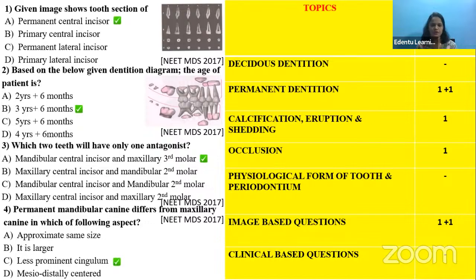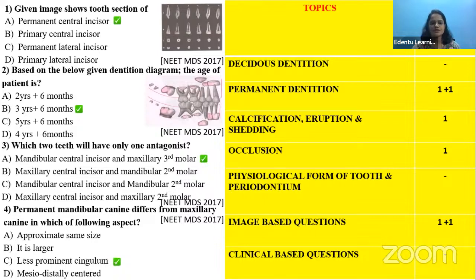On the left side you have the questions, and on the right side you have the main topics. We will look at each question and put it under the main topic it belongs to. By the end you will be able to know from which main topic more questions were asked frequently or repeatedly, so that you can focus on those topics while studying for your dental anatomy subject. That's what we are going to do today.